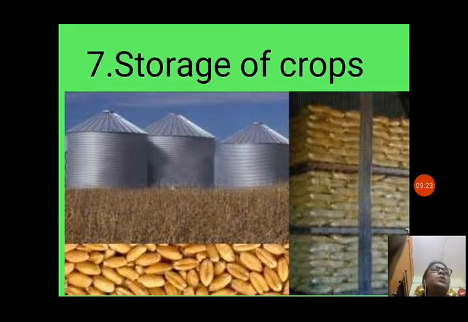You should keep it very safely, and storing must be done in a clean and dry place. Before storing the crops, they must be dried well in the sun so that no moisture remains. Otherwise bacteria or germs and some insects can attack your crops and damage them.